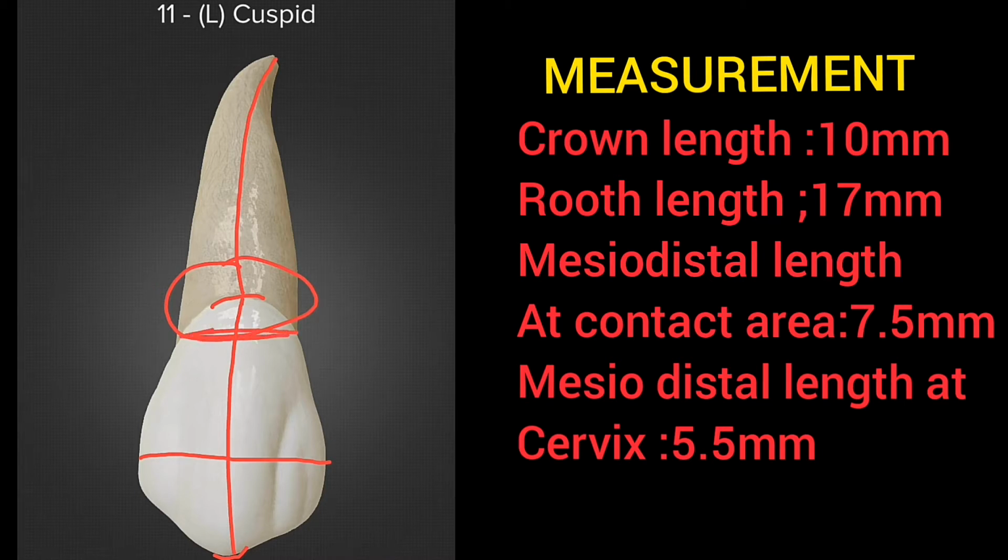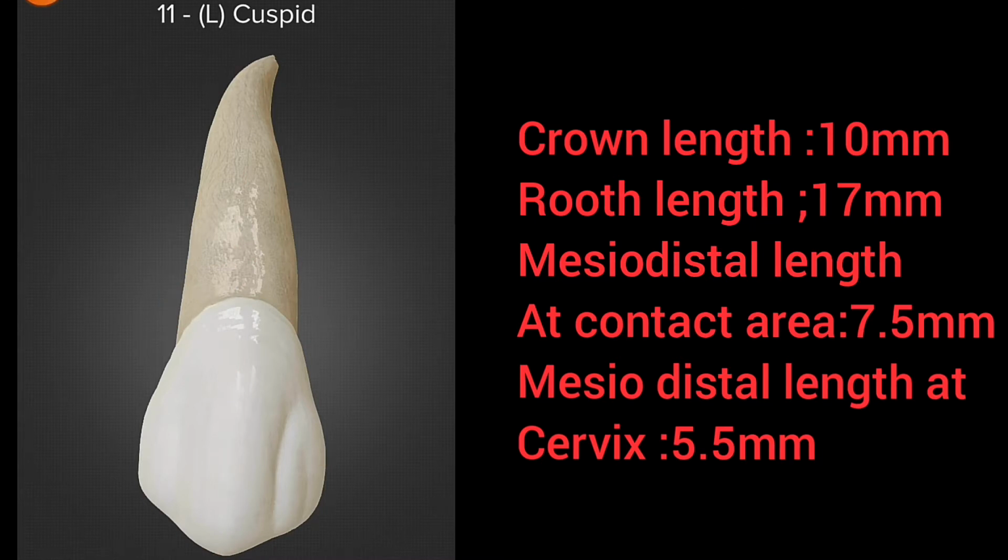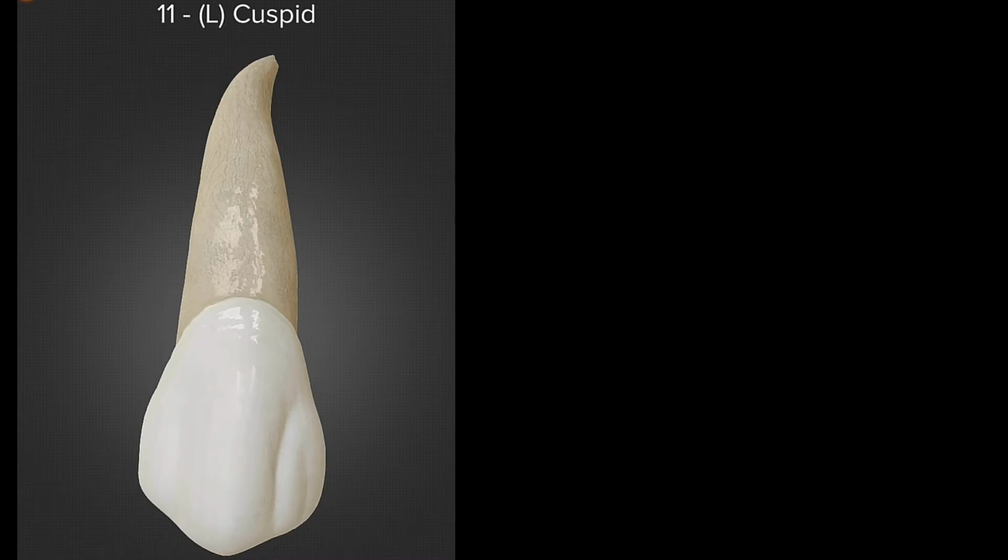And the function: this is the main tooth that helps in piercing and tearing of the food, and it also helps to close the mouth, and sometimes, as it is a frontal tooth, it also helps in aesthetics.